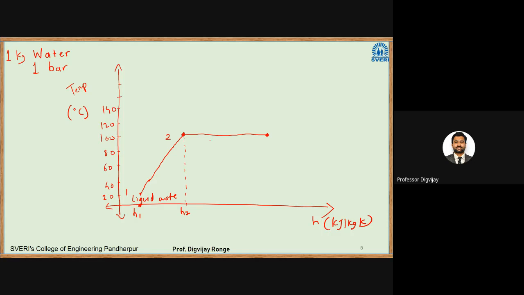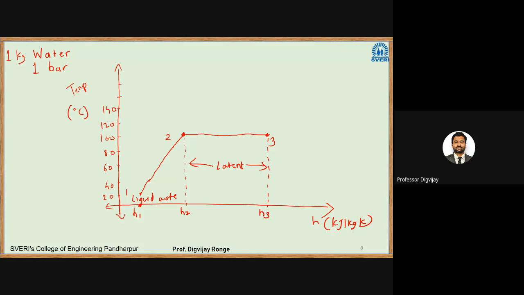What is happening here? I have added some amount of heat, this much amount of heat, which we call latent heat. Now we have reached point 3. What is point 3? It is the saturated vapor condition. So 2 was saturated liquid, and now 3 is saturated vapor. Now water is converted 100% into vapor or steam.